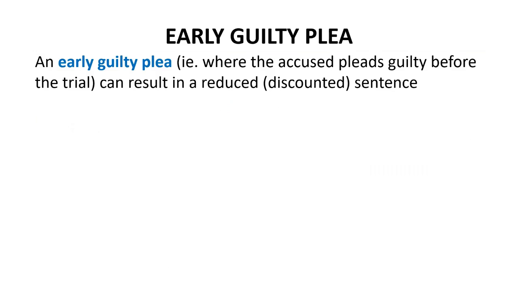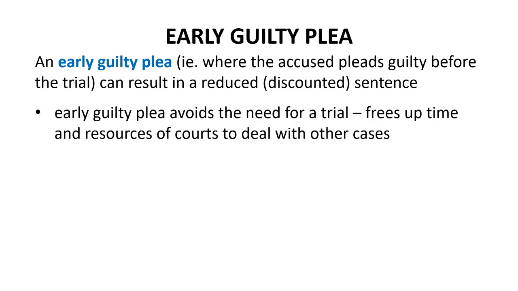The third sentencing factor is whether the offender has made an early guilty plea, that is, whether the offender has pleaded guilty before the trial. An offender who makes an early guilty plea will typically receive a reduced or discounted sentence. This is for three reasons. First, an early guilty plea avoids the need for a trial and therefore frees up the time and resources of the court to deal with other cases.